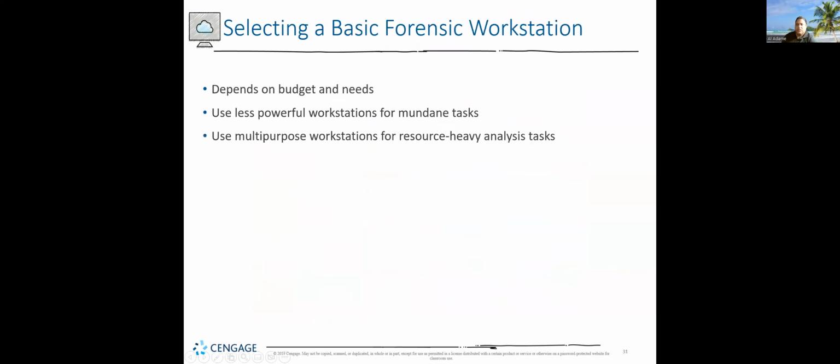So moving on. When you select the basic forensic workstation, you need to take your budget into consideration. So use less powerful workstations for mundane tasks like internet. You don't need a high-end horsepower machine to go on the internet, do you? Hell, even a Chromebook would be fine if you really want to save money. But it depends what you're researching and how far down the rabbit hole you want to go. You're going to use a multi-purpose... Use multi-purpose workstations for resource-heavy analysis tasks. So more powerful machines used for research or analytic work.